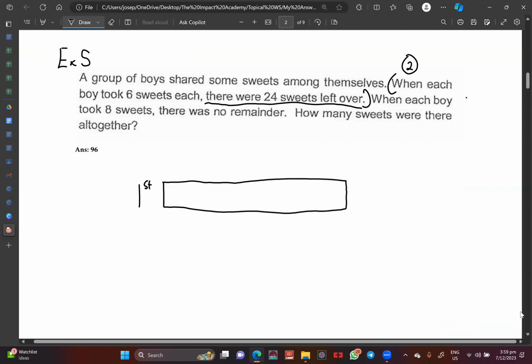So we know that this is the extra. Make sense? Well, again, 24 sweets left over. So we are going to show that whatever that is over here is 24. Am I making sense here? Okay. And 6 sweets each. That means to say we are going to show over here, it will be 6 sweets times boys. Do you understand why 6 sweets times boys? I don't know how many boys. If I have 10 boys, it will be 6 times 10.